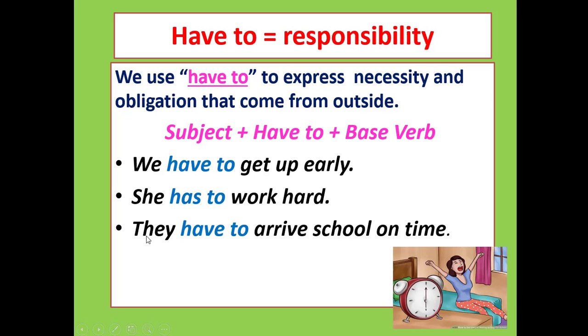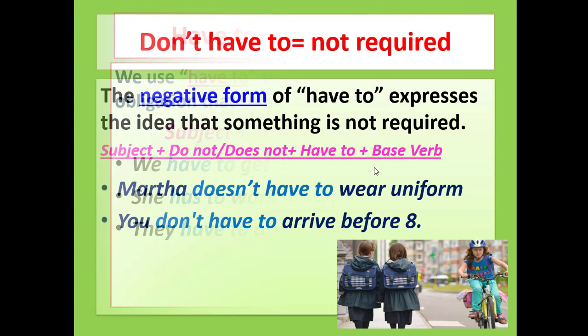Third example, they have to arrive at school on time. So here you have no choice to come on time or any time. So this is obligation from outside. Take care of the word outside. Any institution or your school, university, the boss, the leader, and so on. So this is as for have to.